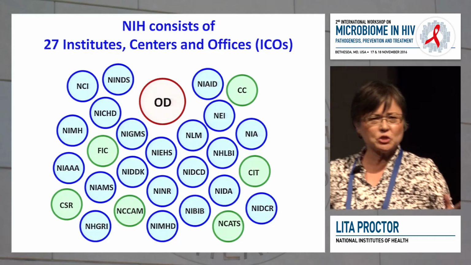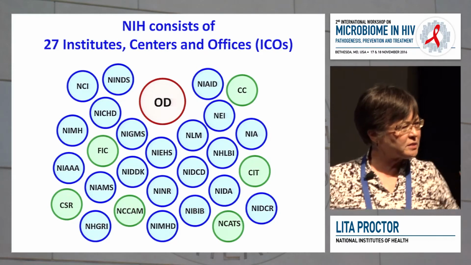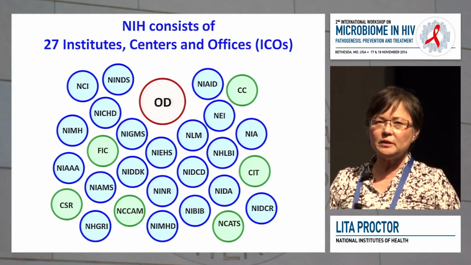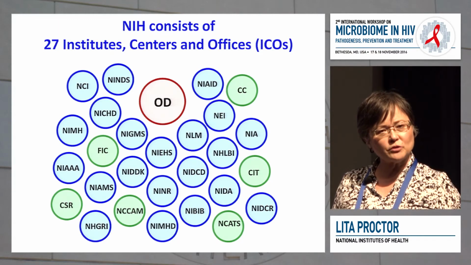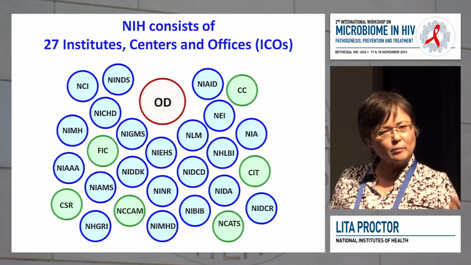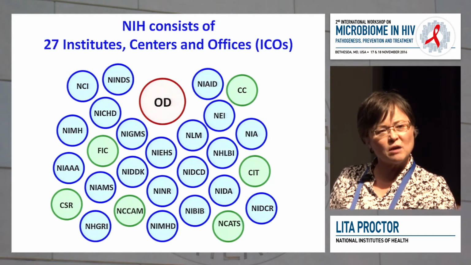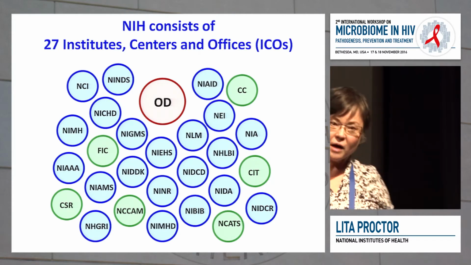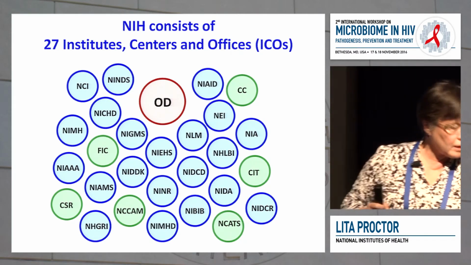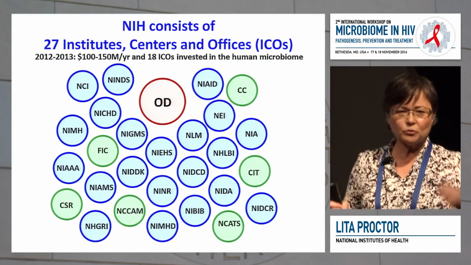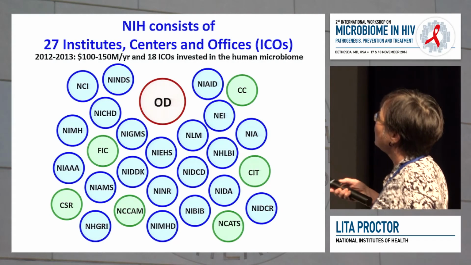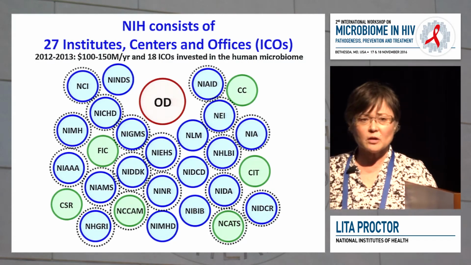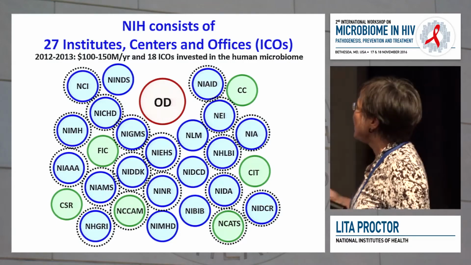You know this, I'm sure, but the NIH is made up of 27 different institutes and centers. When the HMP started, I think we did a little portfolio analysis in 2005 or 2006, and human microbiome research was being funded at a level of around $5 million per year by about five institutes. 5 years later, 2012, 2013, we're funding microbiome research at a level of about $100 to $150 million a year. And we went from four ICs to 18.